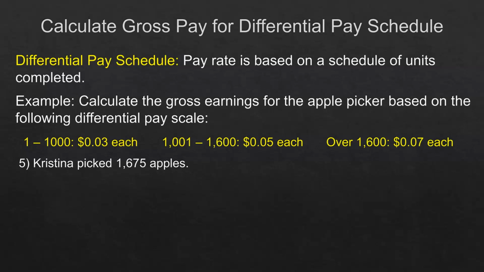So on this case, for numbers 1 through 1,000, that's how many you've picked. You get 3 cents each. So we're going to take 1,000 apples times 3 cents, and that's $30. And then it's 1001 through 1600 on the next one. So that would be, she did 1675. So 600 apples times the pay rate of 0.05, 5 cents per apple. Right? And then that would be $30.